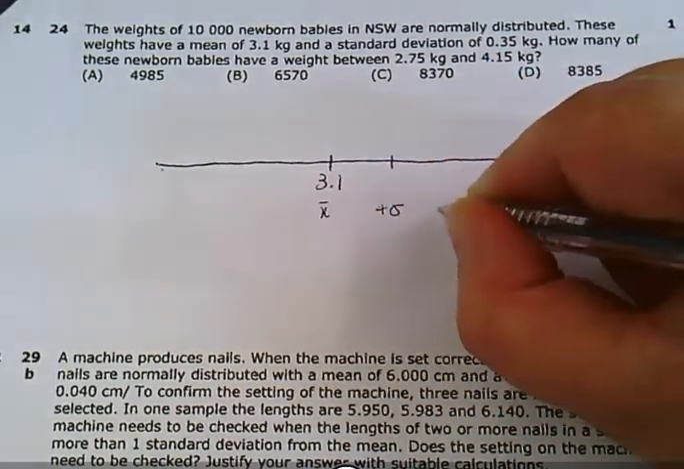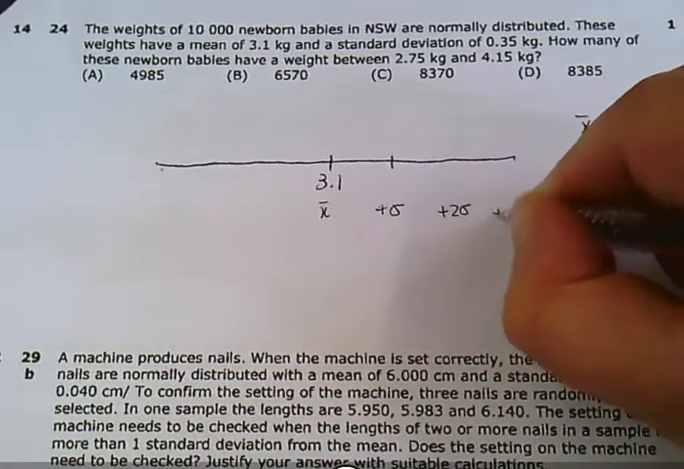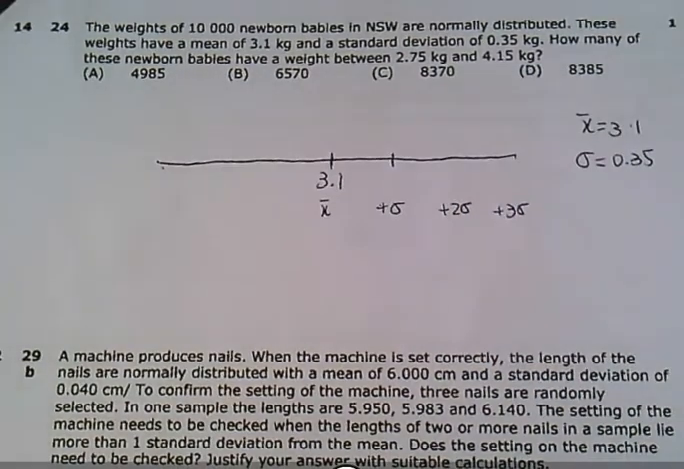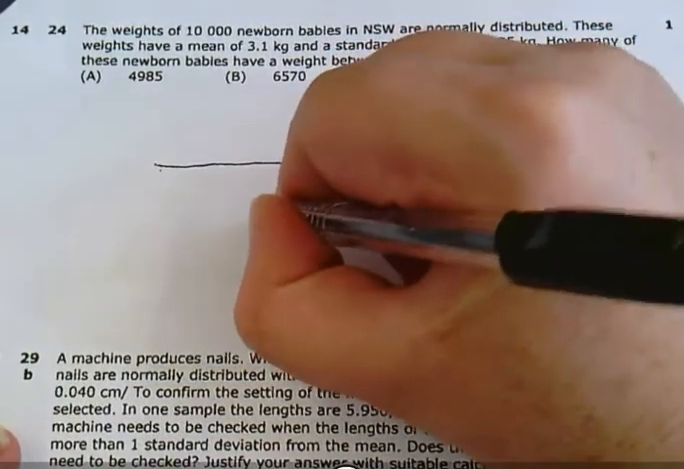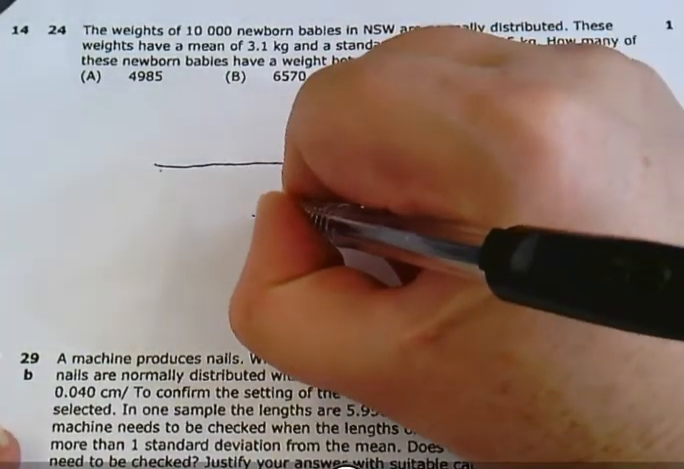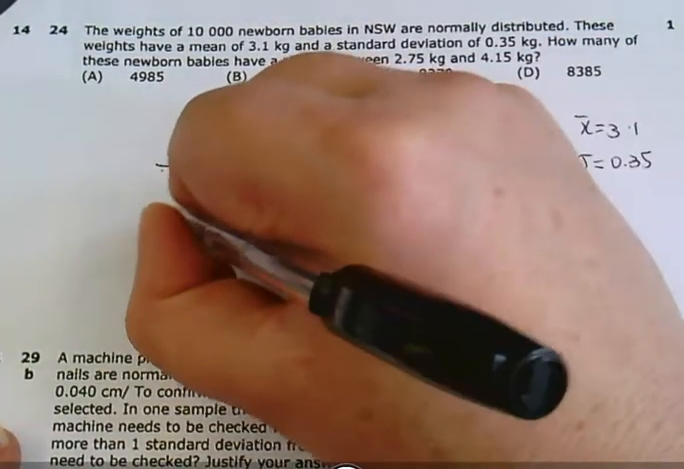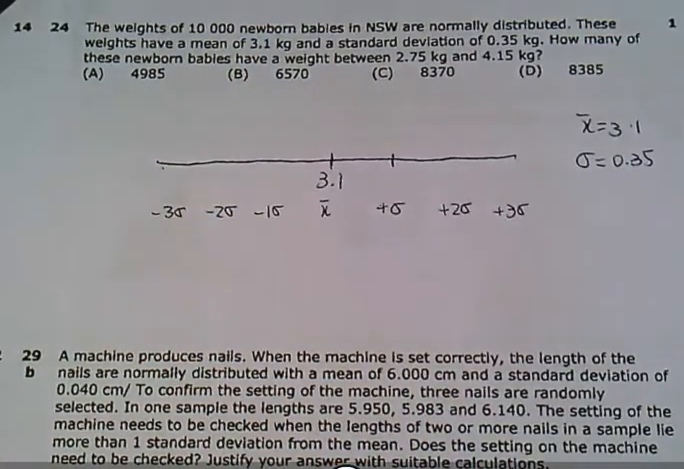I'm just going to go +1, +2, +3. I don't want to write "mean plus" every time, because it takes too much time. Then -1, -2, -3. It is the mean +1, the mean +2, but it's just taking too much time.